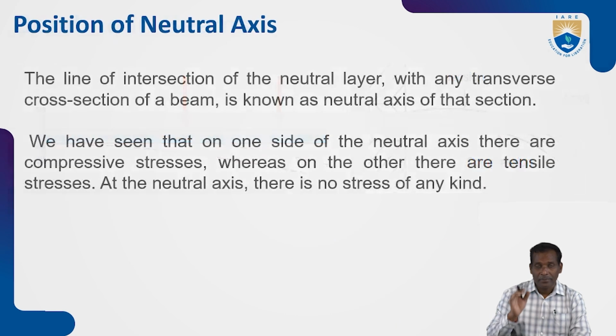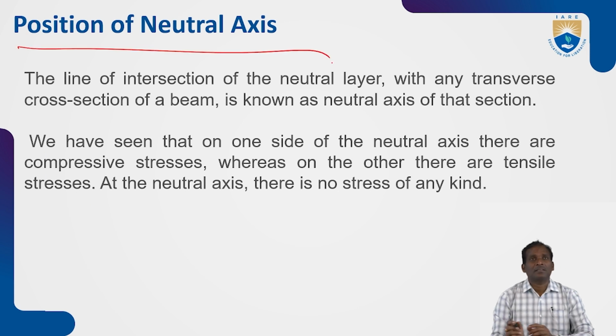Neutral layer. So here, see the position of neutral axis: the line of intersection of the neutral layer with any transverse cross section of a beam is known as the neutral axis of that section.